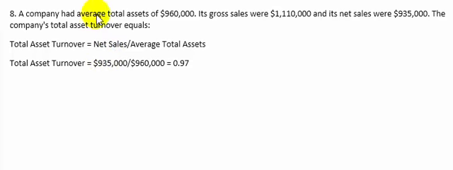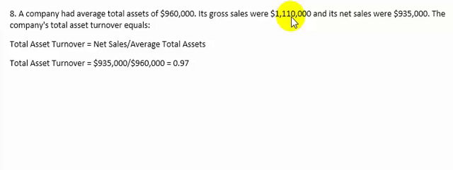So again, let me repeat. Let's start this over. A company had average total assets of $960,000. Its gross sales were $1,110,000. Its net sales were $935,000. The company's total asset turnover equals net sales, which would be $935,000, divided by average total assets, which are $960,000, and that means its total asset turnover was 0.97, almost 1 to 1.